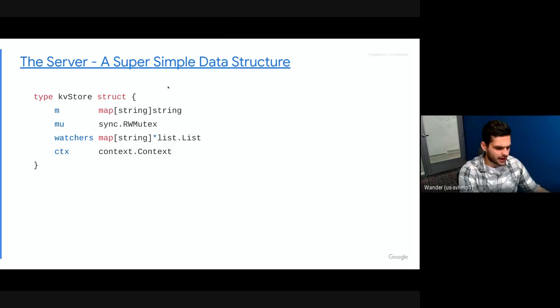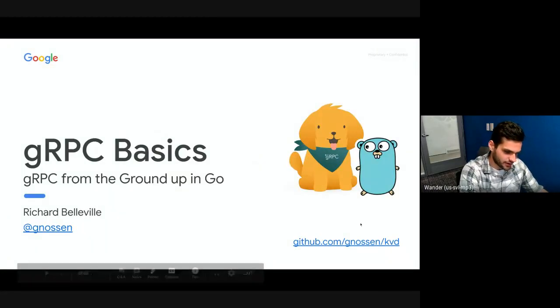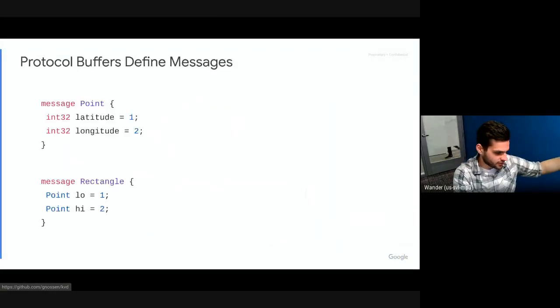And there's a link here. I will make this slideshow available after the presentation so that you all can go back and look at it. But if you want to look at it in parallel, let me go back to the first slide. Here is the repo, github.com/nosin/kvd. So nosin/kvd.